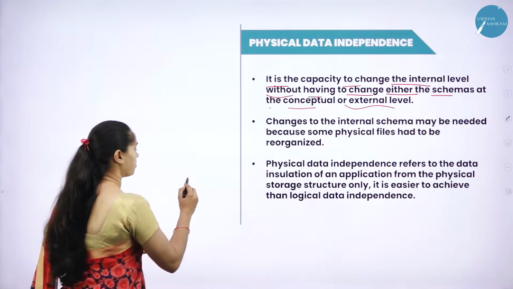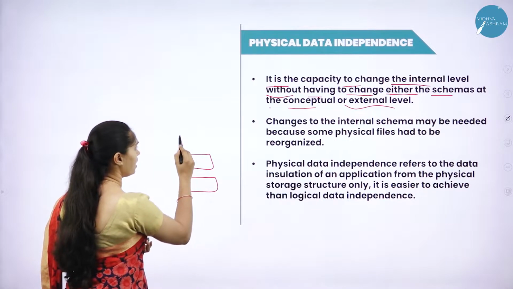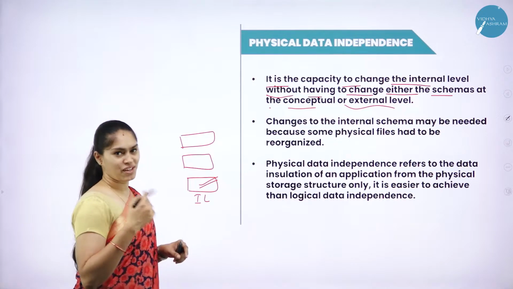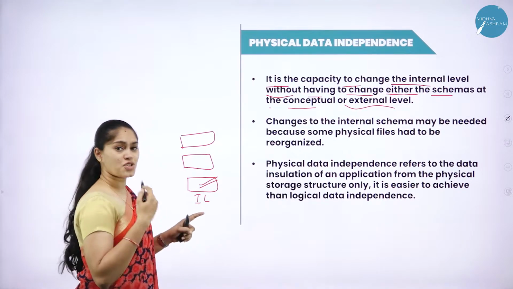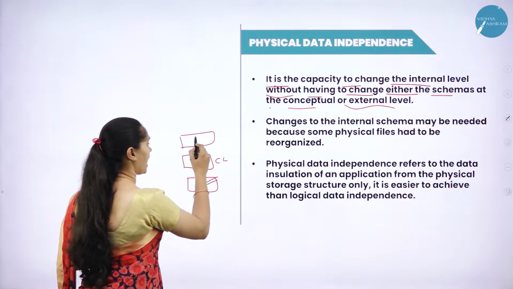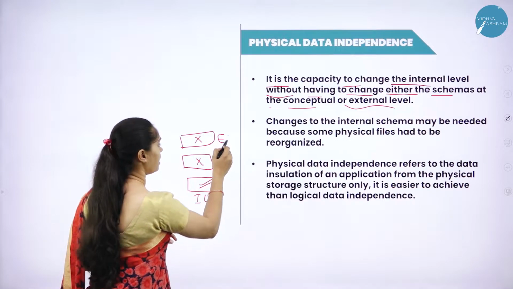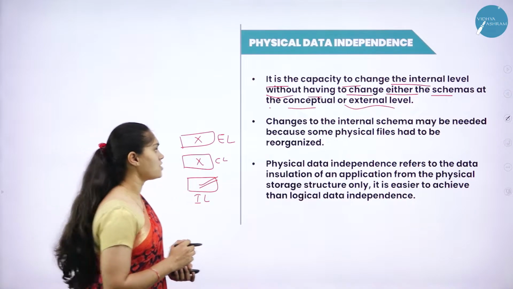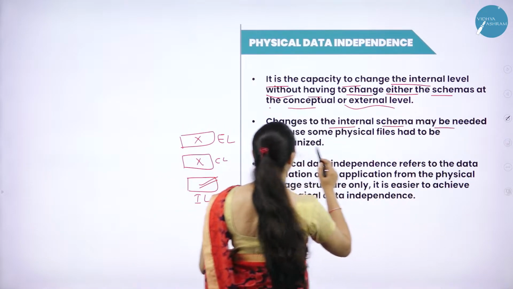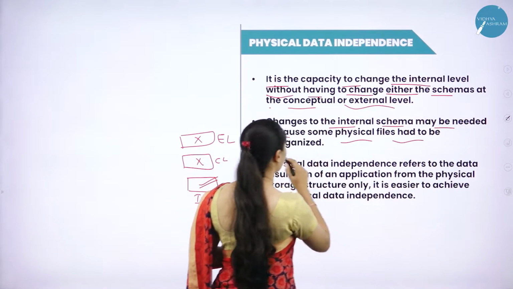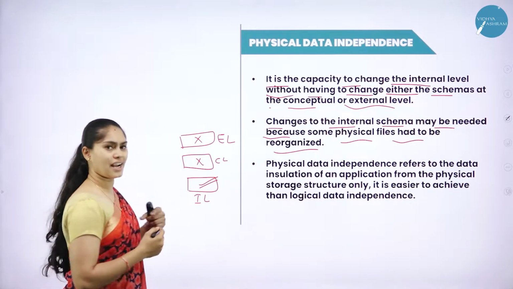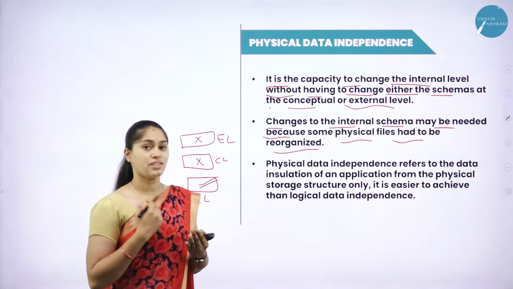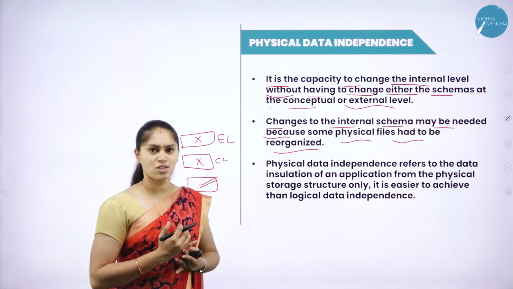So consider I have an internal level, a conceptual level and an external level. If you are making any changes to the internal level, that should not affect the conceptual level as well as the external level. That capacity will be termed physical data independence. Also, changes to the internal schemas may be needed because some physical files had to be reorganized. If you consider data abstraction, we have already discussed the three-layer RDBMS architecture. There we have a physical level, a conceptual level, and an external level.